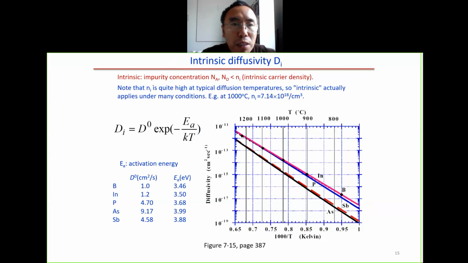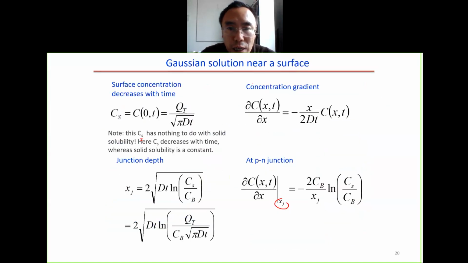So far we have seen that we need to be intrinsic. That means the dopant concentration should be smaller than the intrinsic concentration. But this is typically the case, because at high temperature ni is a pretty high value. Normally the Na and Nd satisfy this, so normally this condition is satisfied. Otherwise, if this condition is not satisfied, then we have to consider this.